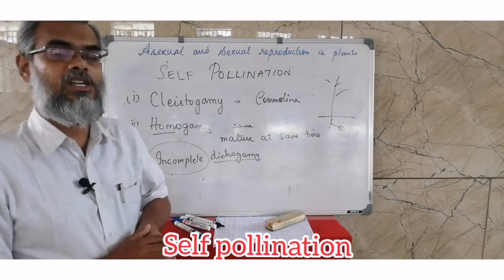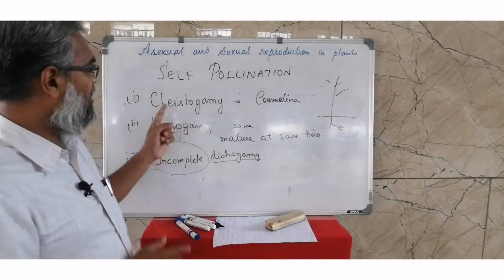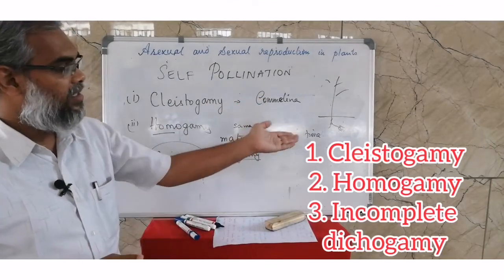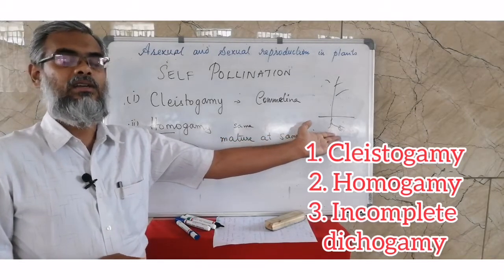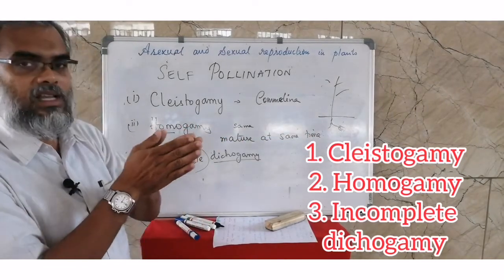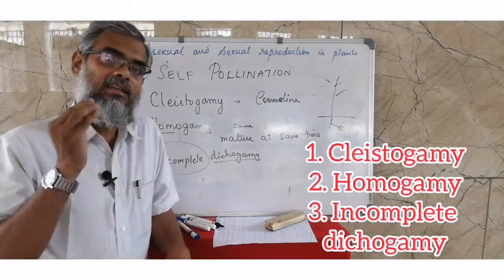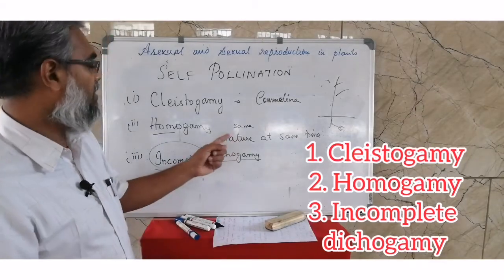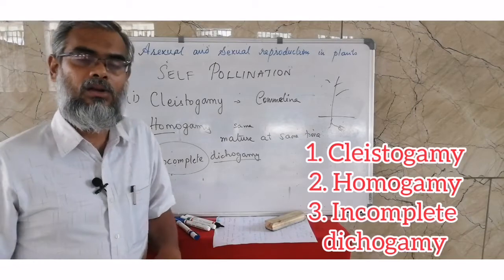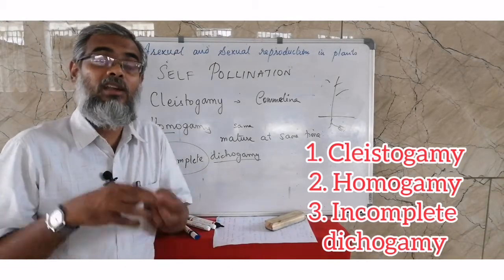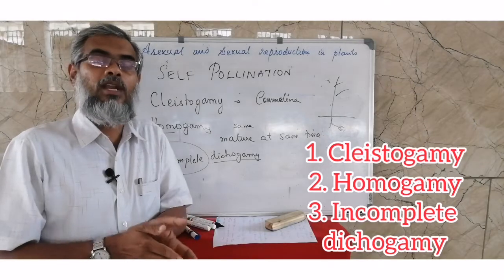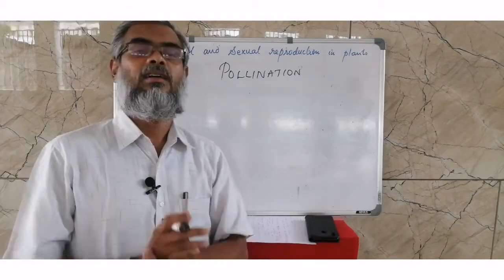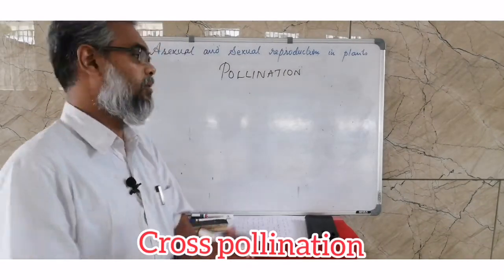So this is the classification of self-pollination. I repeat, cleistogamy, where the flowers are closed. Example, Commelina. It lies below the soil, root system, therefore self-pollination occurs. Homogamy, that is, the stamens and stigma mature at the same time. Mirabilis jalapa is the example. Incomplete dichogamy, stamens and stigma mature at different times, but sometimes they overlap, leading to self-pollination. These are the 3 types of self-pollination. Then next type, cross-pollination.